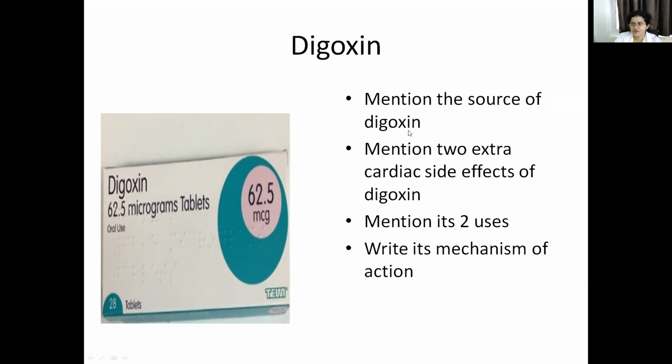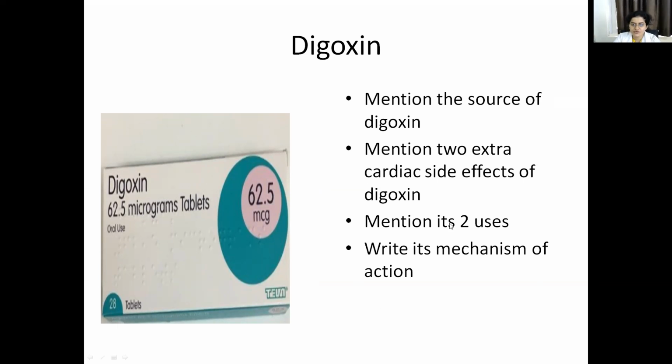Mention the source of digoxin. Digoxin is mostly from the leaves of Digitalis purpurea or Digitalis lanata. And mention two extra-cardiac side effects of digoxin. Apart from cardiovascular side effects, there are some extra-cardiac effects. It causes endocrine side effects like gynecomastia in males, and also CNS side effects. And GIT effects like anorexia, nausea, vomiting, and in the kidney it causes diuresis.